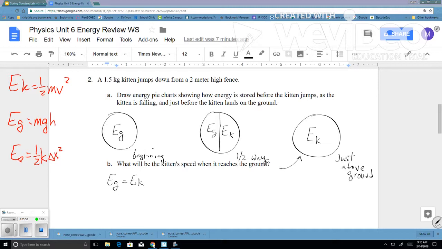Eg is equal to, I'm just going to move things over here a little bit for more room, mass times gravity times height. And that's going to be 1.5 kilograms times the gravity constant of 9.8 newtons per kilogram times the height of 2 meters. And that works out to an energy of 29.4 joules.